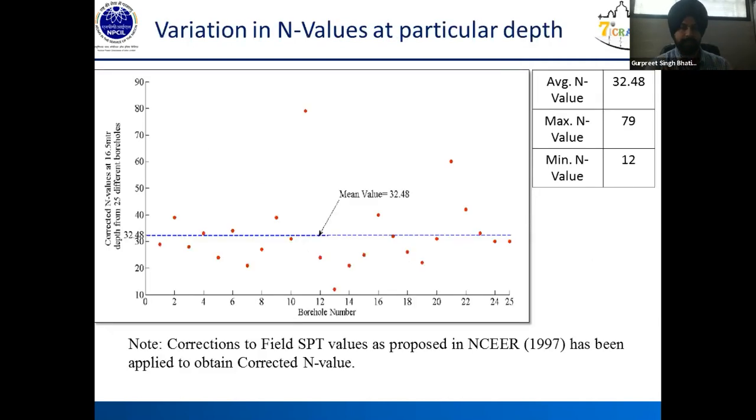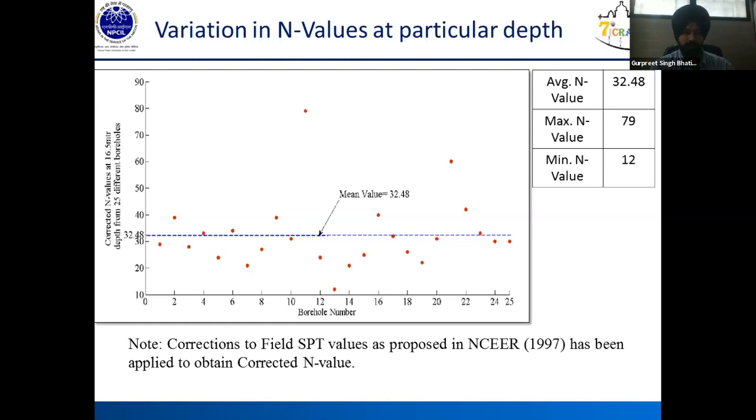This is basically data from the boreholes. I have taken the 25 boreholes which we have done below the nuclear building area. There are two nuclear buildings. Below that, we have conducted 25 boreholes for investigation up to 140 meters. But I am right now concerned only about up to 30 meters for liquefaction analysis, because this is the strata which is majorly prone. In fact, even less than that, but still I have done this study for 30 meters.